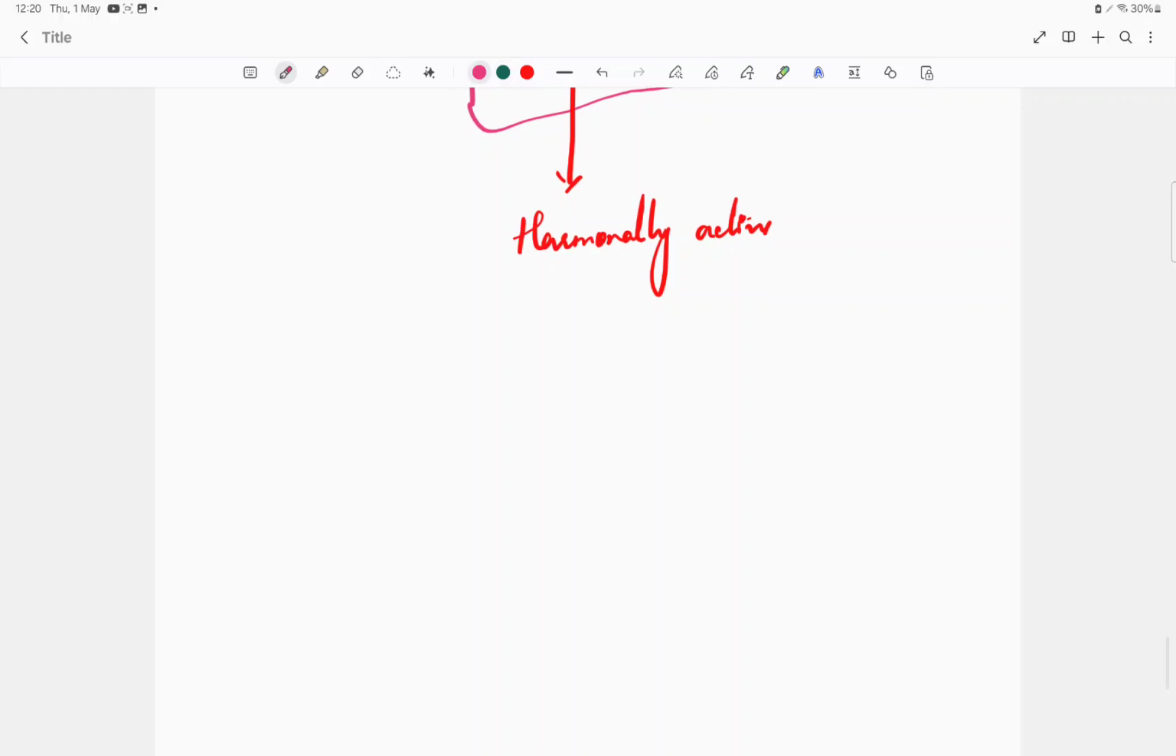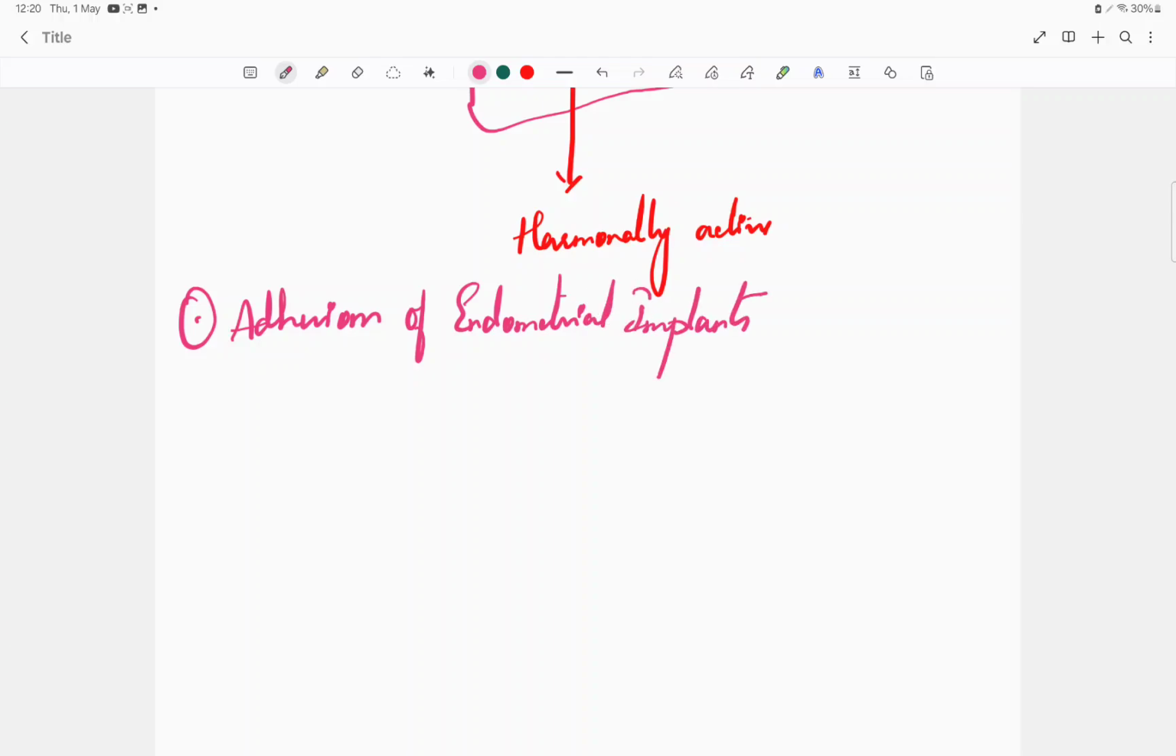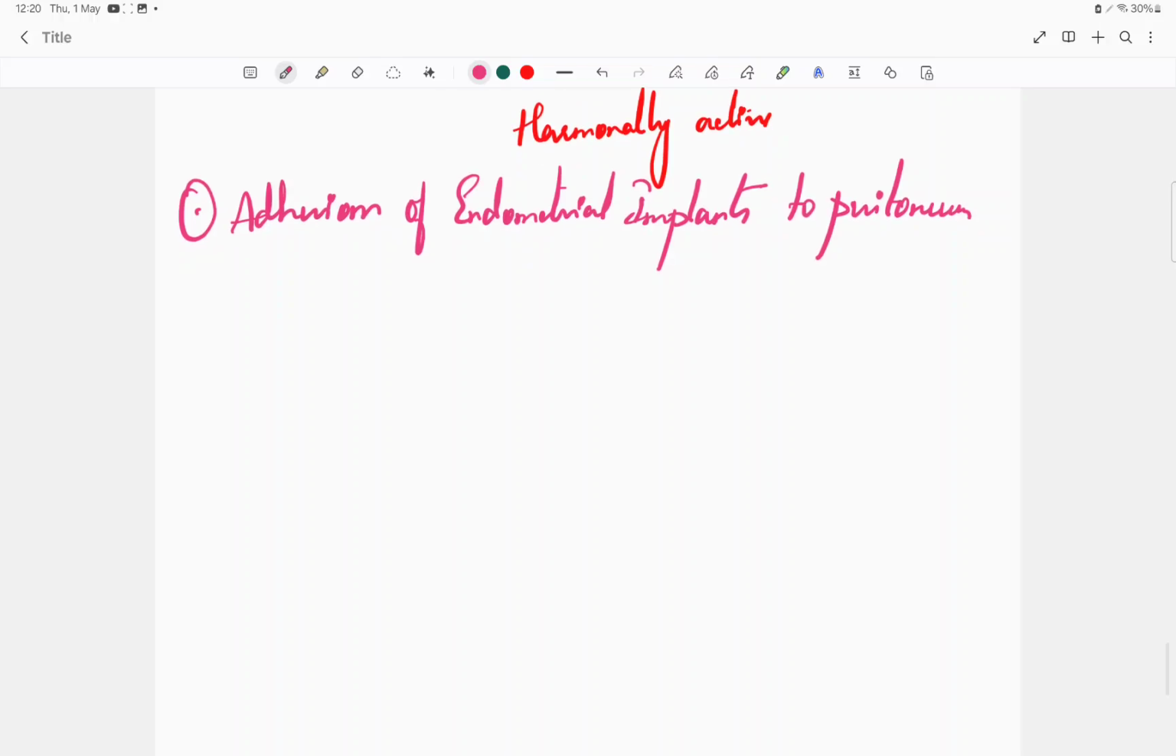Every point I'm writing is an MCQ which has been asked in your NEET SS. One is adhesions of the endometrial implants to the peritoneum. What is responsible for this? This is an MCQ: cytokines. Very, very important. They have asked this multiple times. Cytokines are responsible for adhesions of endometrial implants to the peritoneum.